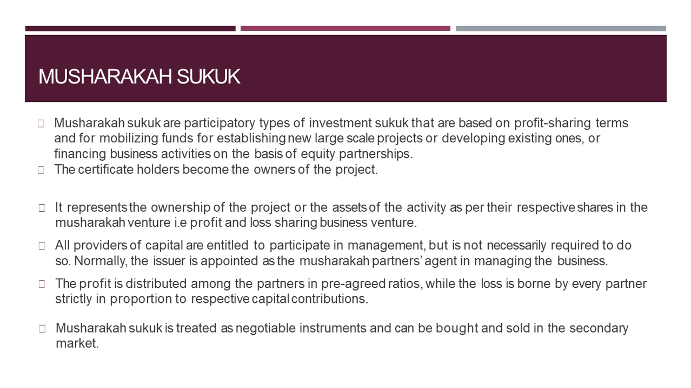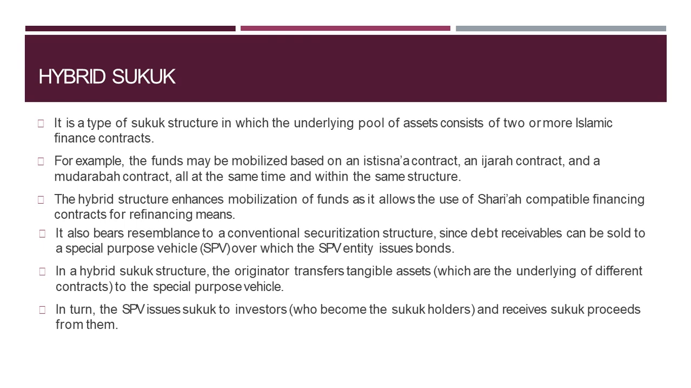Musharaka sukuk is traded as a negotiable instrument. It can be bought and sold in the secondary market easily. The last topic of today's lecture is hybrid sukuk. From the name it denotes that there are different sukuks in one platform. It is a type of sukuk structure in which the underlying pool of assets consists of two or more Islamic financing contracts. For example, the funds may be mobilized based on istisna contract, ijara contract, and mudarba contract.